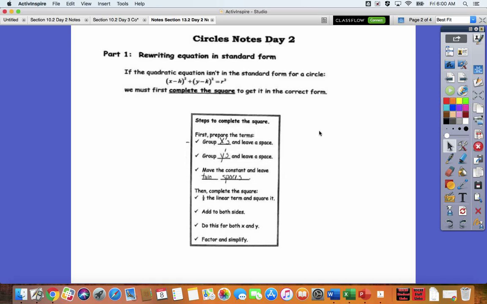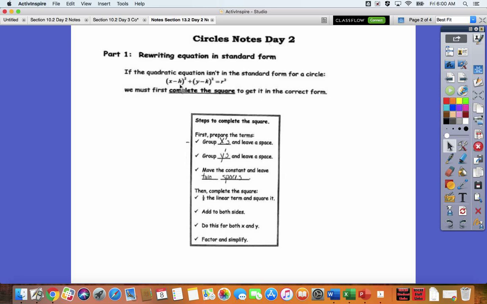Goal for today is to write the equation of a circle in standard form. Yesterday, you were given information to write the equation of a circle by finding the center and then finding the radius and then just substituting the information into the equation of a circle.